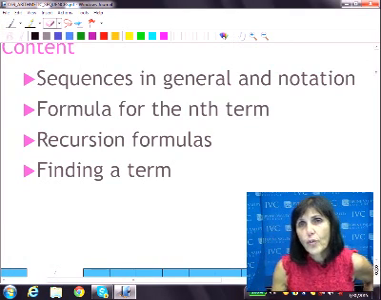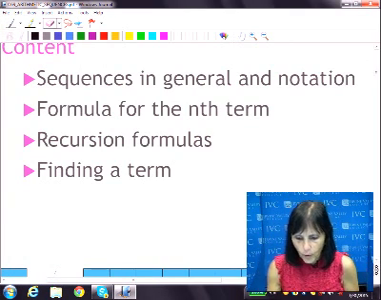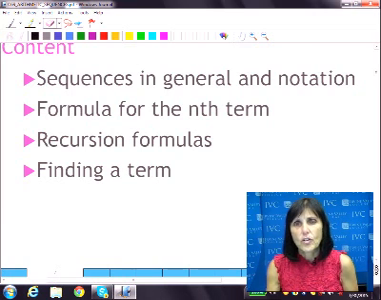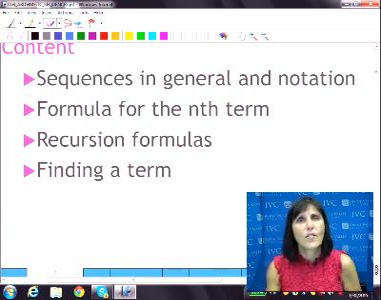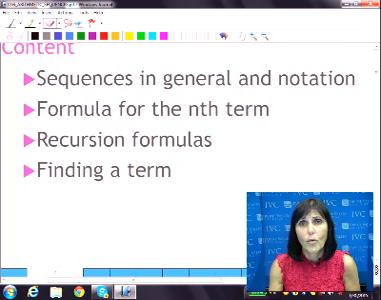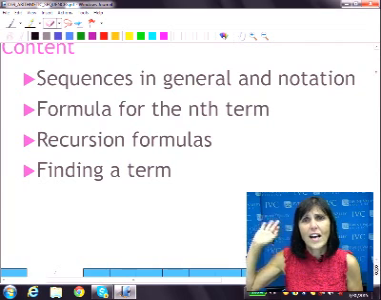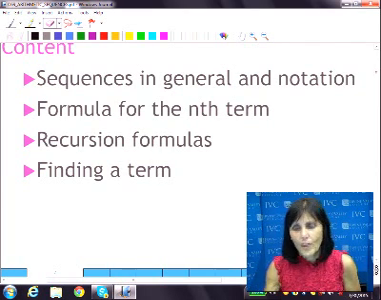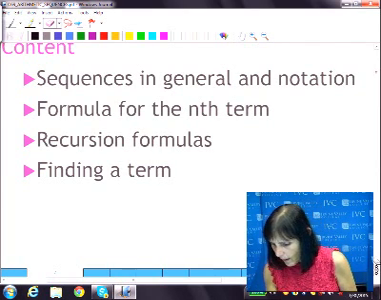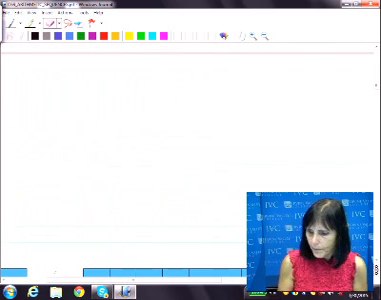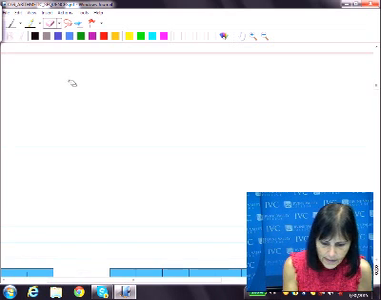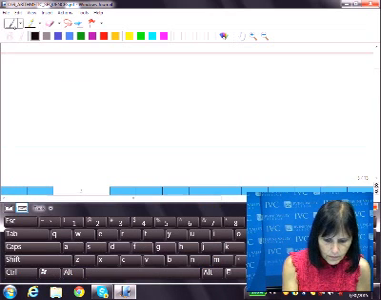What is a formula for the nth term, a general formula for a sequence, recursion formulas, and finding a term given certain logic and a series of numbers, like the 99th number. Okay, so that's what we are going to do. Let's get started. Let's look at what a sequence is first of all.